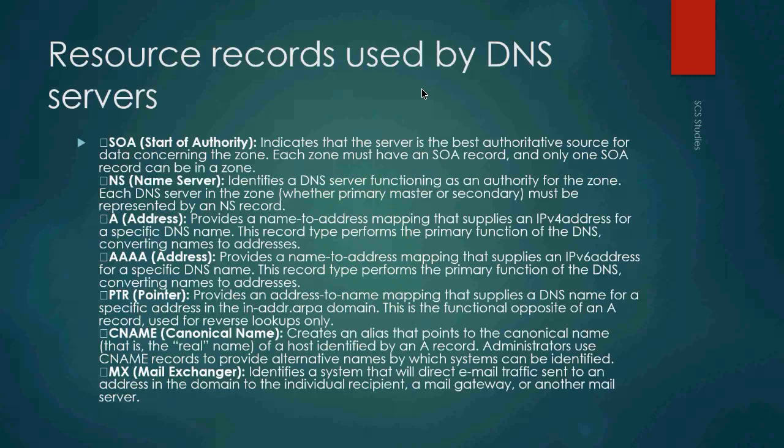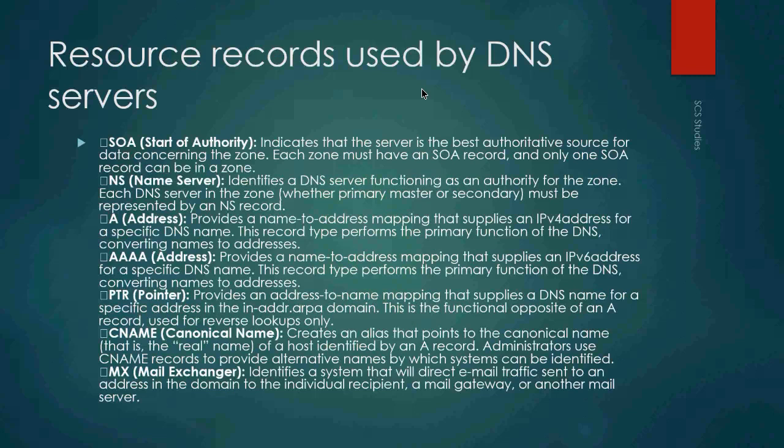Resource records. Now, what are the different types of records available in a DNS server? The first one is SOA, Start of Authority. Okay, always keep in mind what the SOA is. It stands for Start of Authority. It indicates that the server is the best authoritative source of data for the zone. Each zone must have an SOA record, and only one SOA record can be in a zone. That SOA record defines this is the best source of the information or the data.